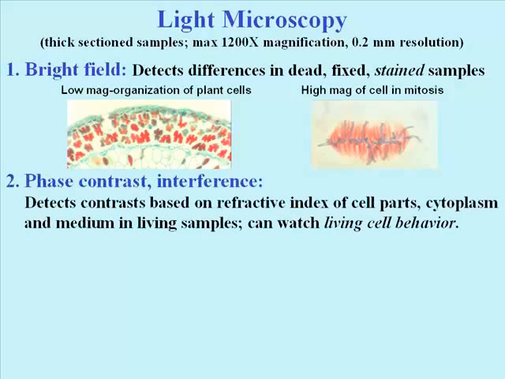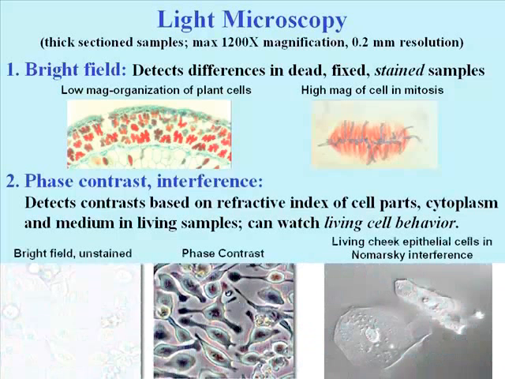Let's take a look at phase contrast and interference microscopy. Across the bottom are three examples of living cells looked at in microscopes. On the left are intact but unstained living cells looked at in bright field microscopy. There isn't much to see because there's not much contrast between adjacent cells or between structures inside the cell.